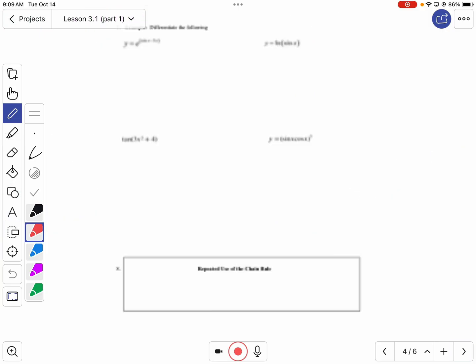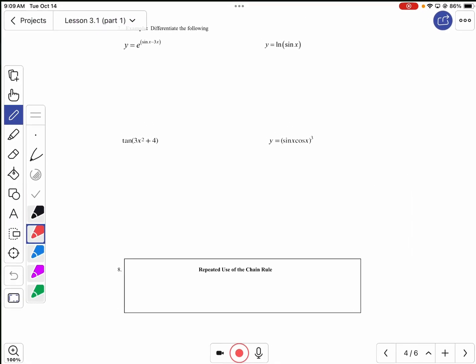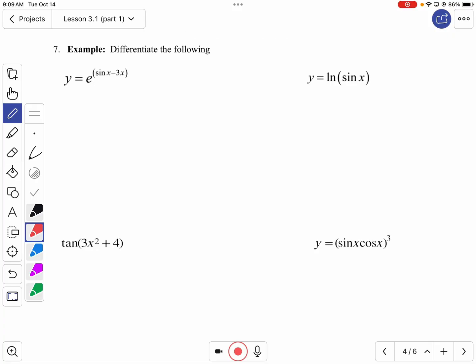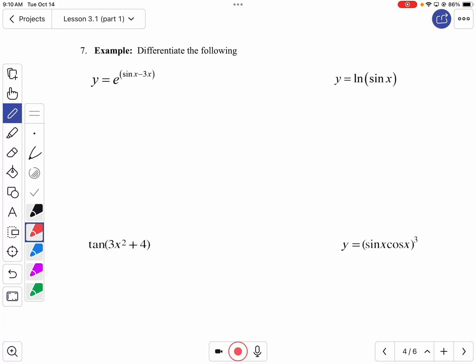Let's look at this. Here we go. E to the sine x minus 3x. Fun times.